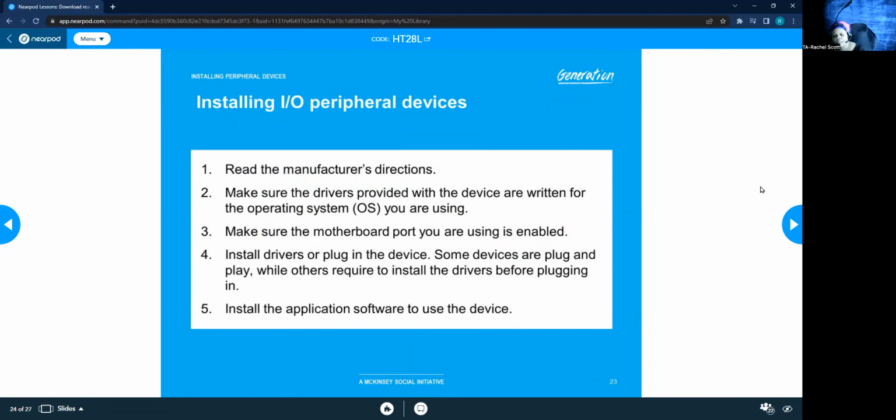Installing input and output peripheral devices. Number one, read the manufacturer's directions. Number two, make sure the drivers provided with the device are written for the operating system you are using. Number three, make sure the motherboard port you are using is enabled. Number four, install drivers or plug in the device. Some devices are plug and play, while others require you to install drivers before plugging in. Number five, install the application software to use a device.